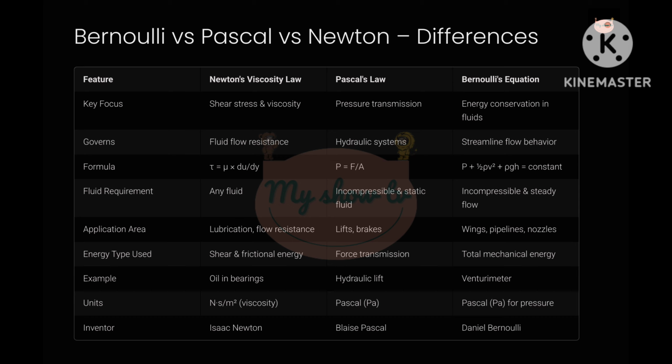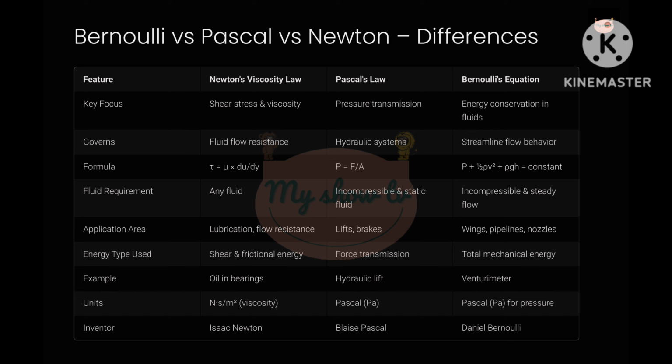Let's simplify and explain the table comparing all three laws. 1. Focus. Newton focuses on shear stress and viscosity in moving fluids. Pascal focuses on how pressure behaves in static fluids. Bernoulli looks at energy conservation in a moving fluid. 2. Governed behavior. Newton's law governs how thick fluids resist motion. Pascal's law explains pressure transmission. Bernoulli governs pressure, velocity, and height relations.